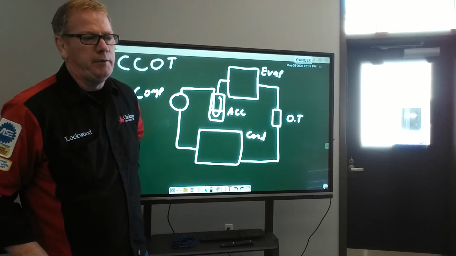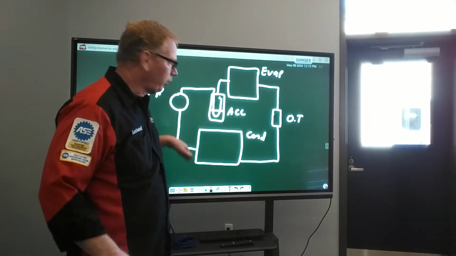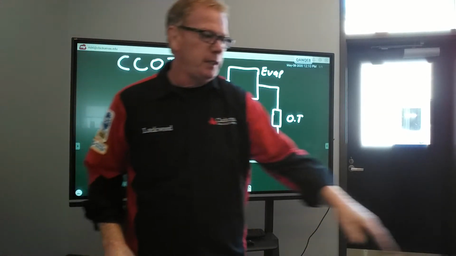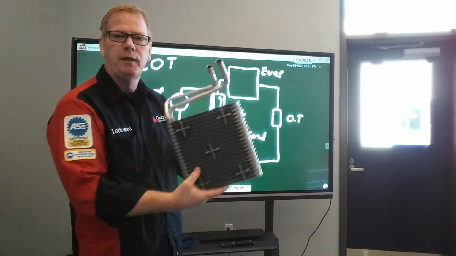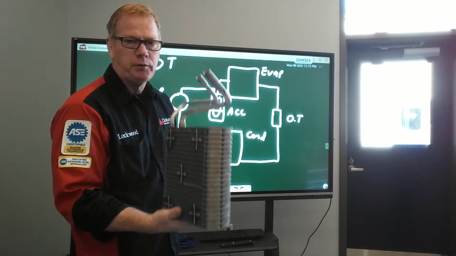All right, so now we're going to get into another component of the AC system. We're going to move up here to the evaporator. We're working our way through this system. I have an evaporator right here out of a vehicle. I don't recall what it's out of, but they're all real similar to this.